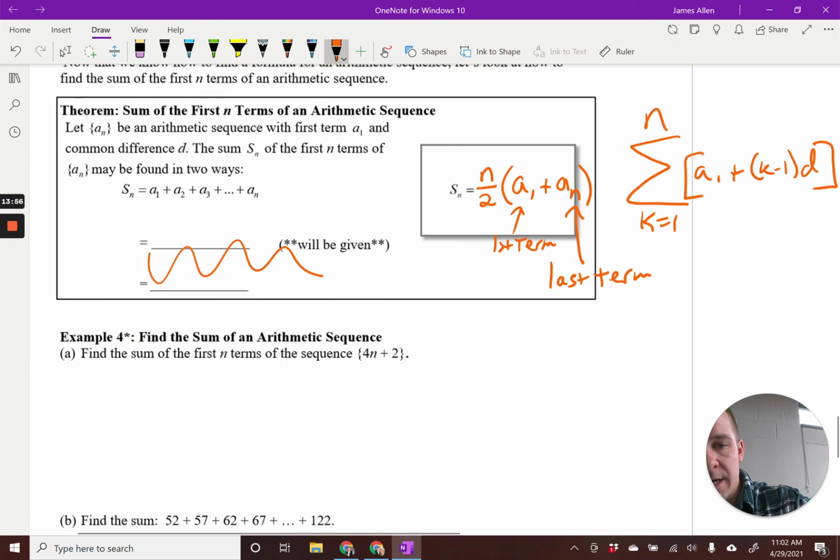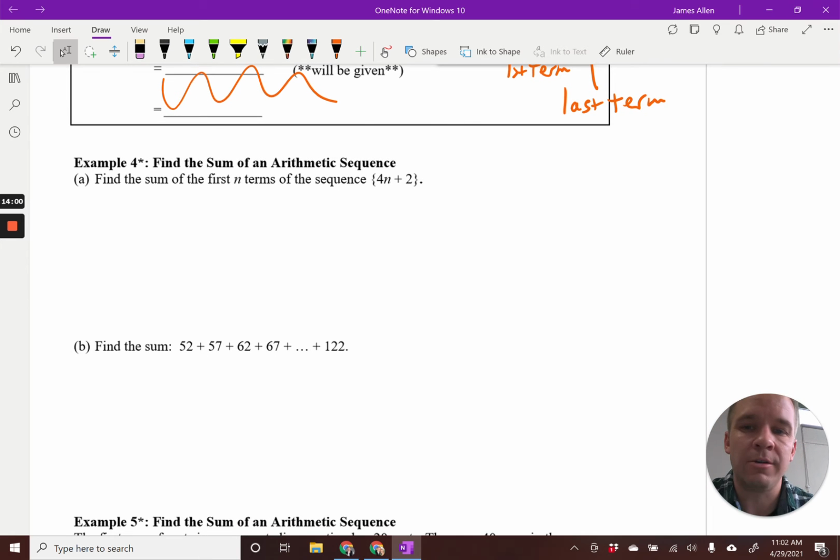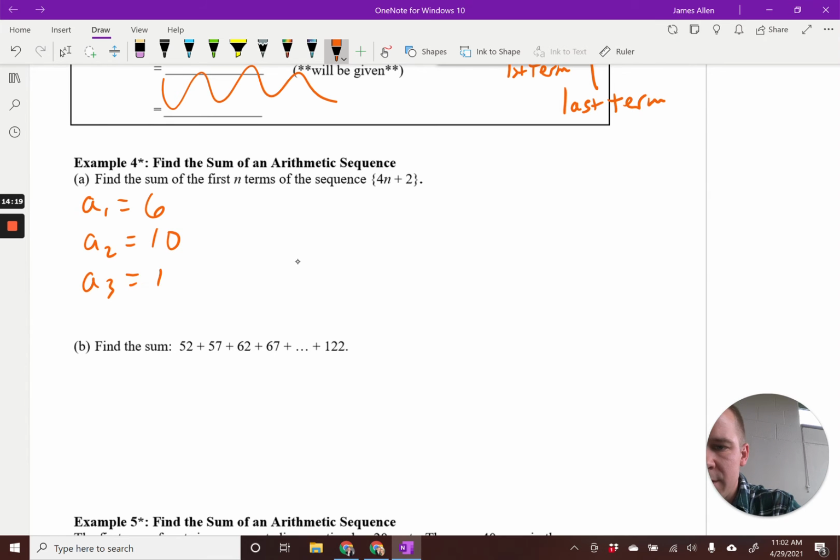Okay? Awesome. Solves. So find the sum of the first n terms of this sequence. So just asking for the first n terms. It's leaving it kind of generic. But let's go ahead and write some of these terms out. So let's say a sub 1, that's going to be 6. A sub 2, that's going to be 8 plus 2 is 10. It's going up by 4 each time. So then 14, 18, so on and so forth, right?